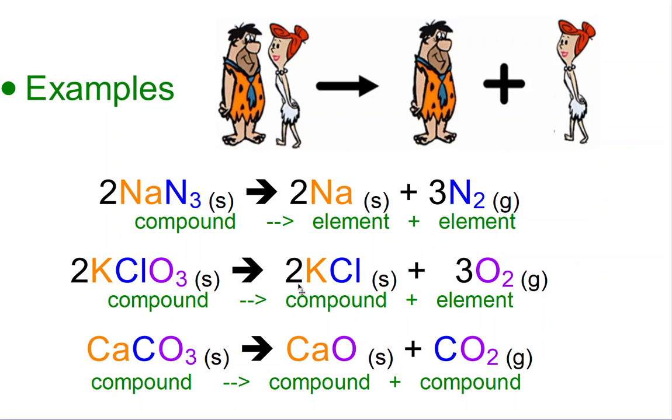This one we have a compound breaking down into a compound and an element. And this one we have a compound breaking down into two simpler compounds. Okay, but again, decomposition reactions are evidenced by the fact that there's only one reactant.